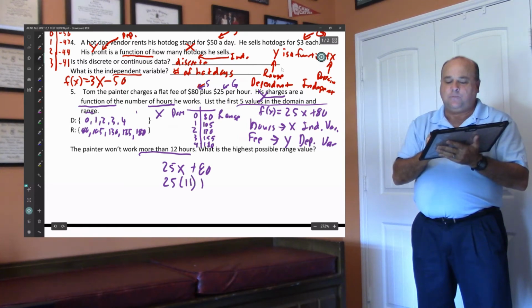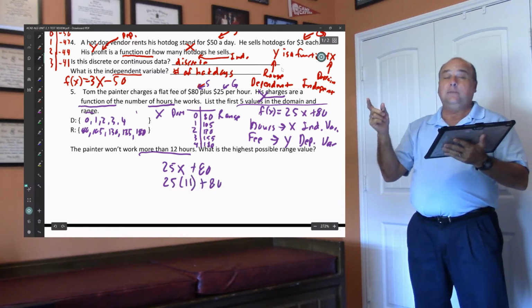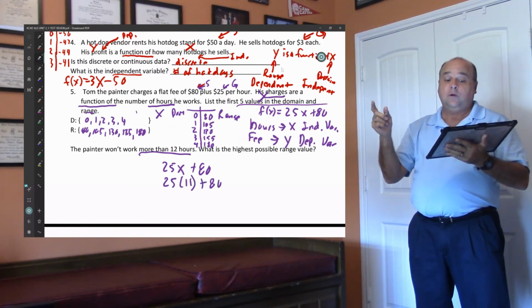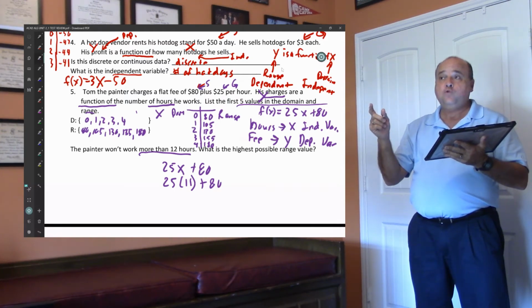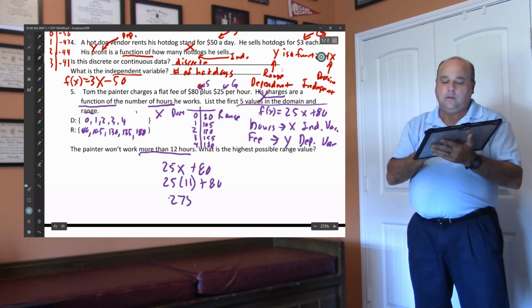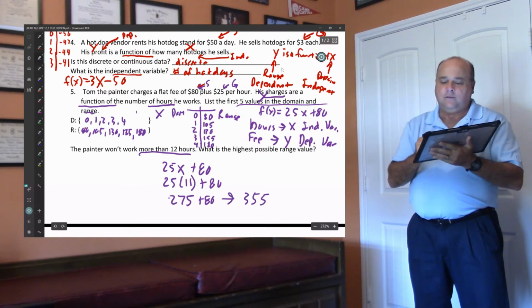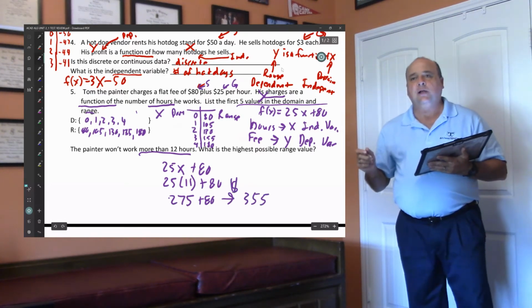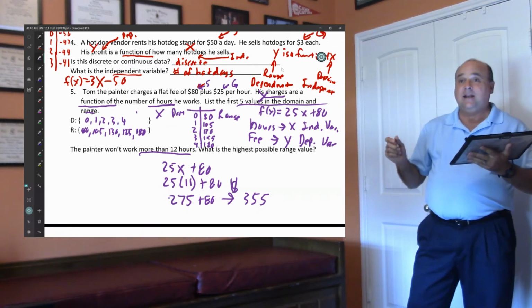25 times 11 plus 80. 25 times 11 is, let's see, 12 times 25 is 275 plus 80. So his max fee is going to be $355. That would be his max range, wouldn't it? That would be for 11 hours of work.